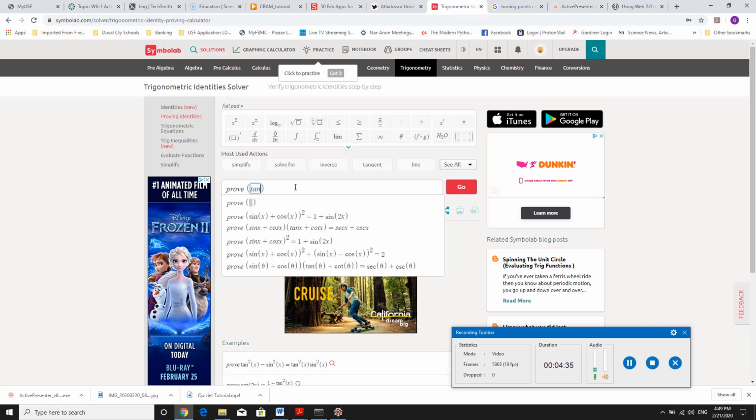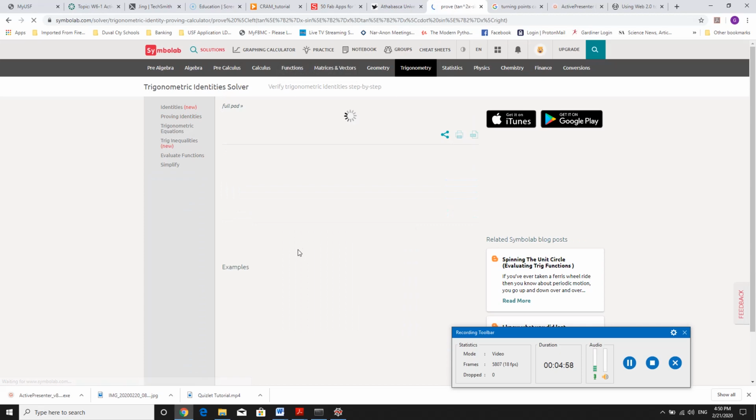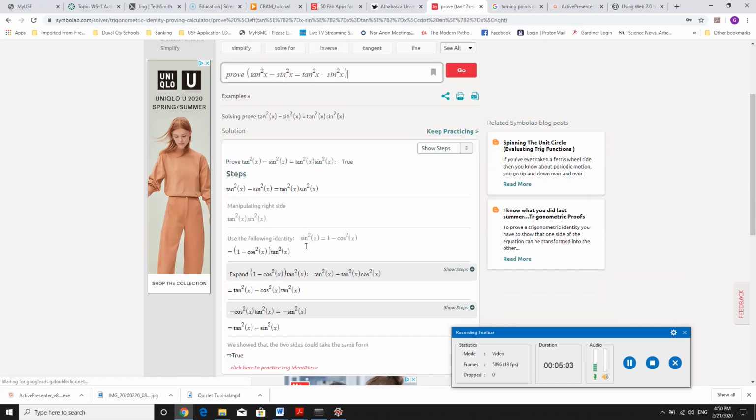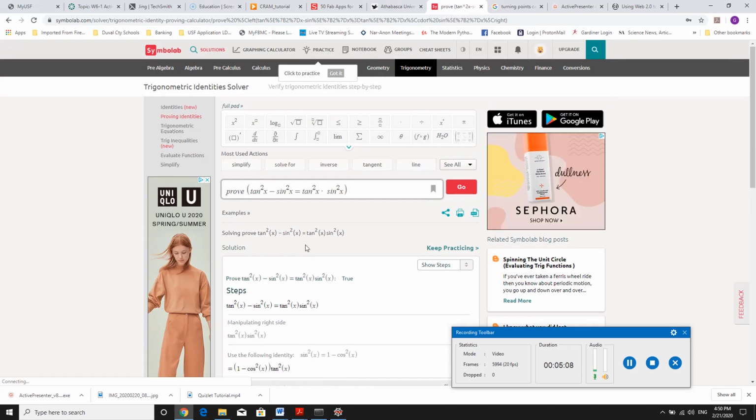Here's an example. Tangent squared x minus sine squared x equaling tangent squared x times sine squared x. The website will actually show you how you go through step by step proving that trig identity. So that's kind of a really neat feature of Symbolab.